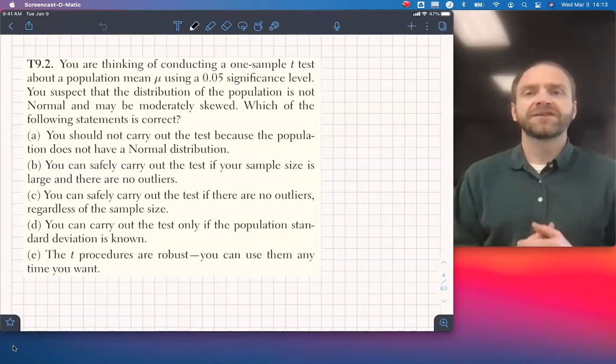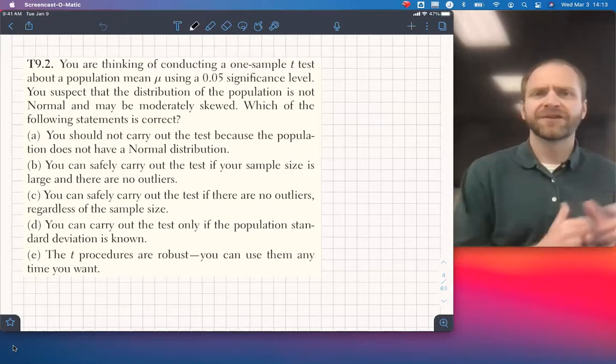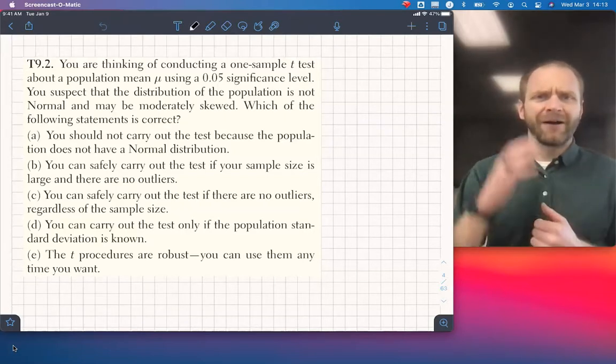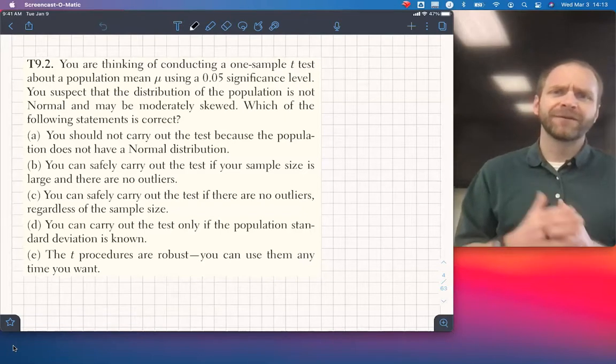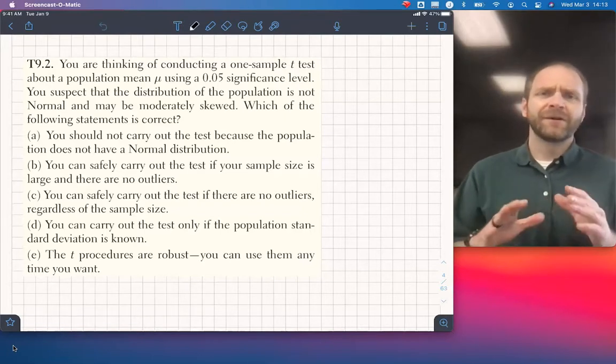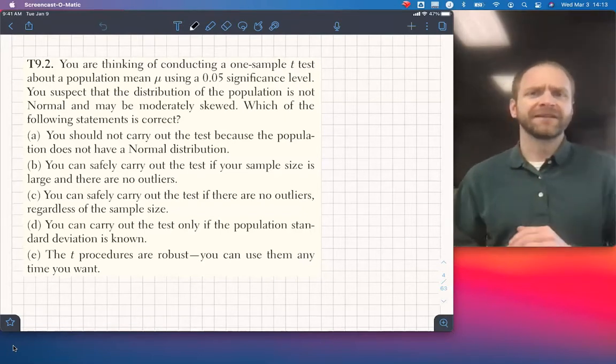So E says t procedures are robust. Well, I should probably finish reading that, but as a student, I may go, wow, I've heard Mr. McNichol say that before. I've heard Mr. Rainsberg say that before. So you know what? Let's put that one on the back burner and come to E a little bit later.